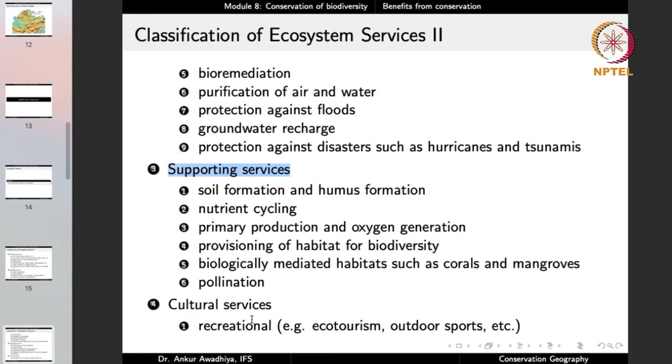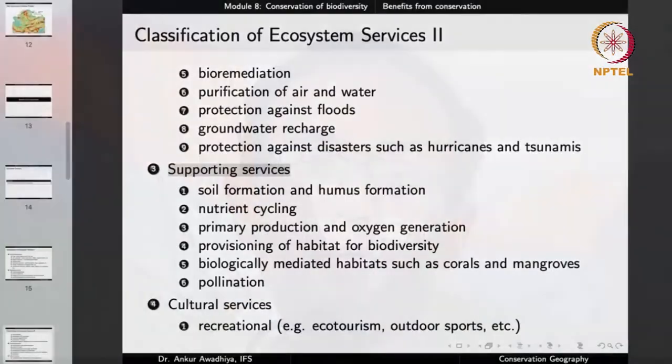Another supporting service is pollination. If we did not have the insects, the birds, the animals that are there in the forest, who would do the pollination? So this is another supporting service that well-functioning ecosystems provide.